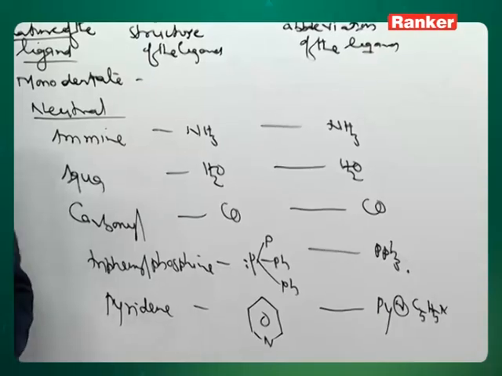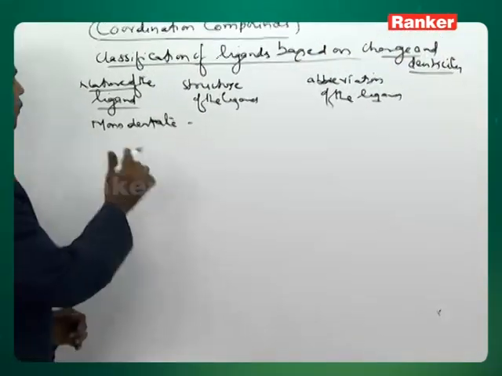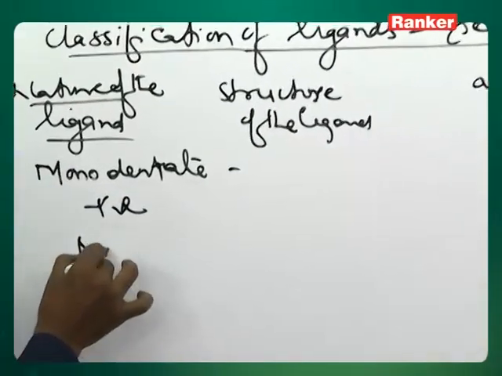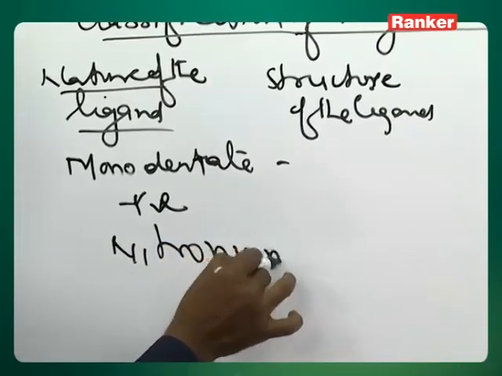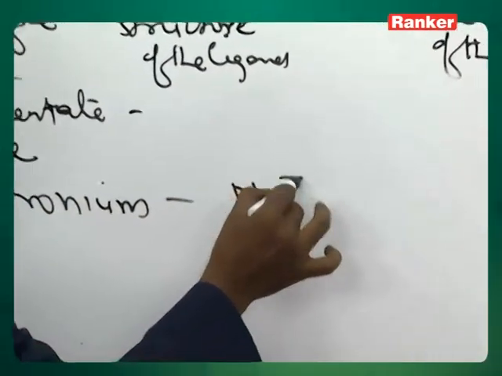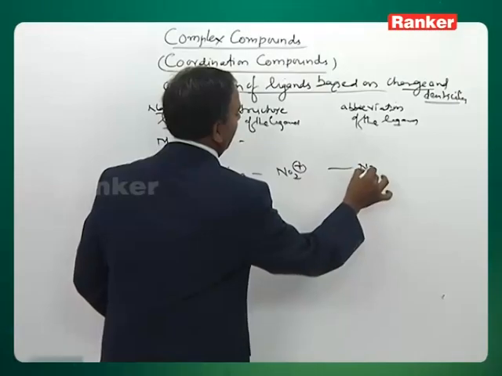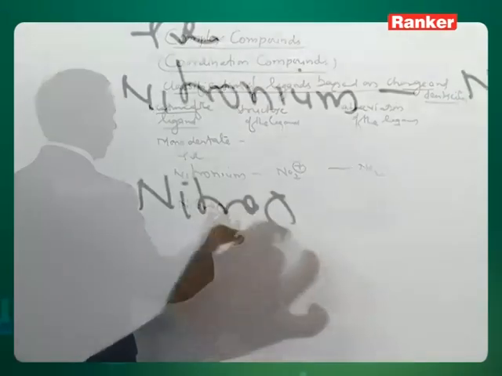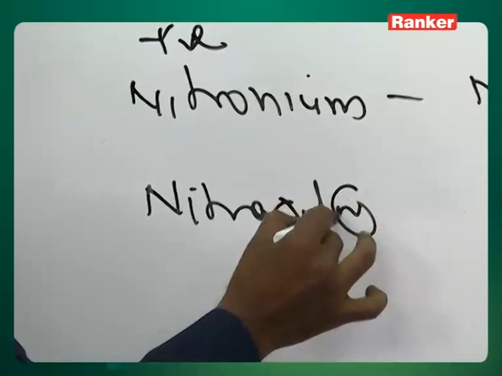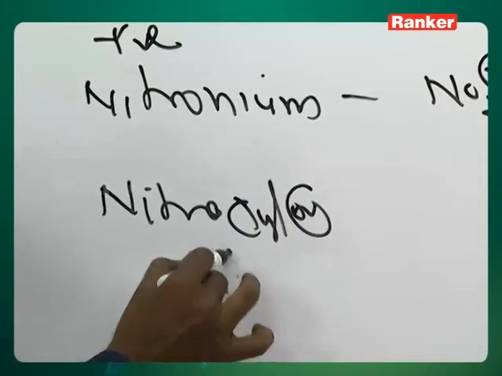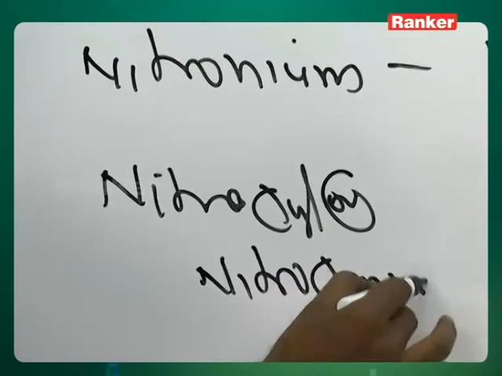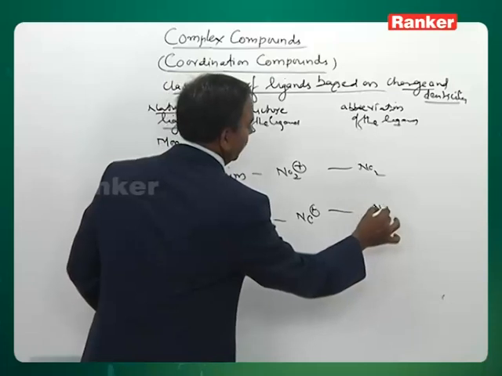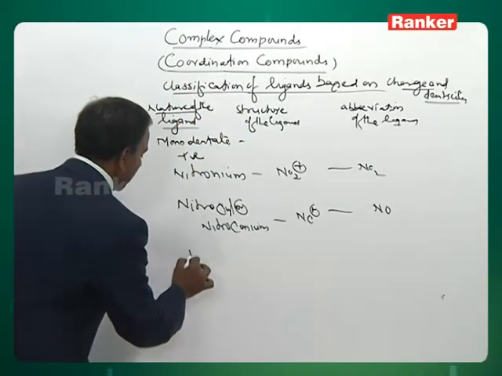And again monodentate positive ligands also there. Let me show monodentate positive ligands. Consider nitronium. Nitronium, it is simply NO2 plus, it is NO2. And nitrosyl, we can say, or we can also call it nitrosonium. Nitrosyl or nitrosonium, NO plus, it is represented by NO. The next one, hydrazinium.